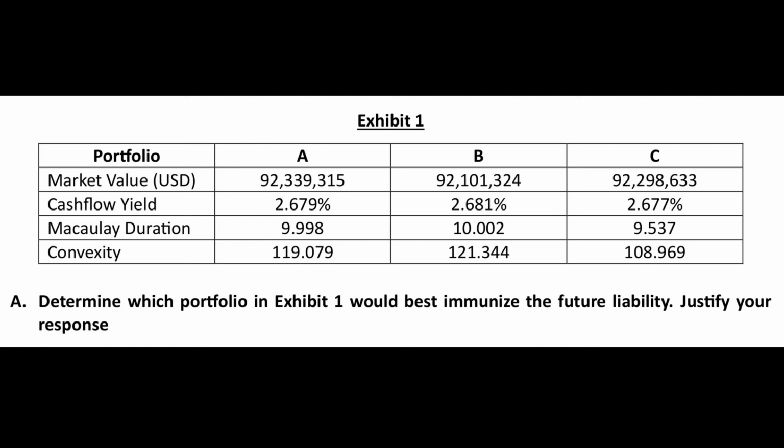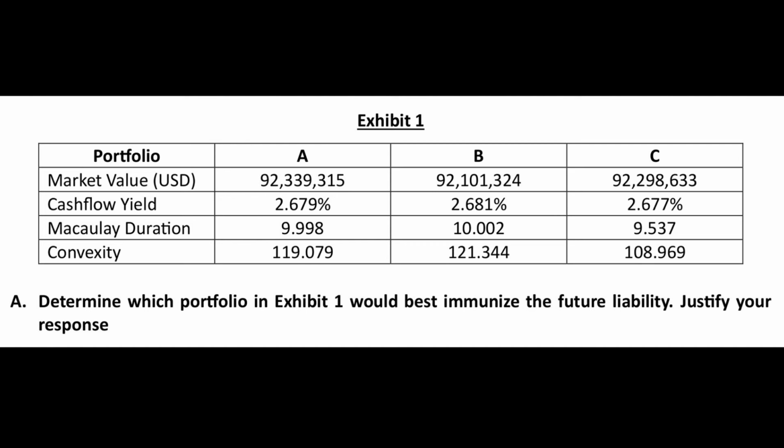So if we look at the exhibit, we find that the exhibit shows that the present value is higher for A and C, but the present value of B is lower than PVL. The present value of B is lower than PVL, and therefore portfolio B is eliminated. Portfolio B is eliminated. Next we see that duration of portfolio A and portfolio B is close to 10, but duration of portfolio C is way lower than 10. Therefore portfolio C is eliminated. So B is gone, C is gone. The answer should be A.